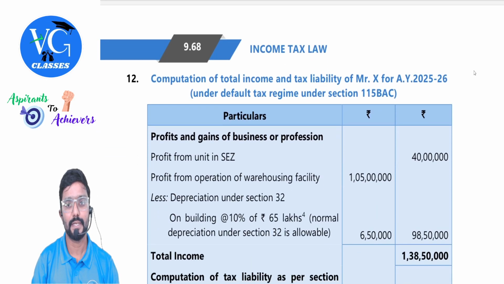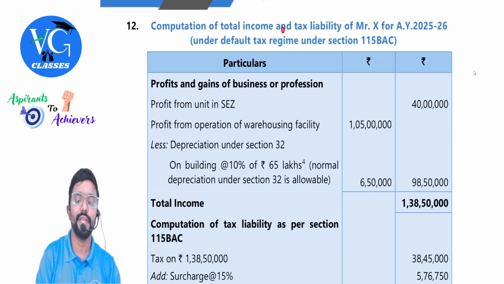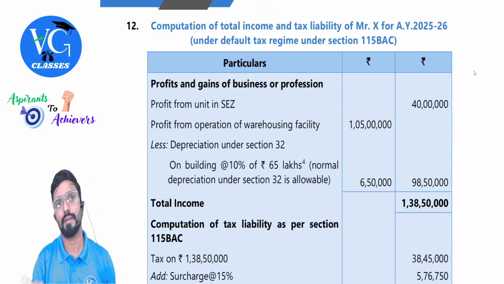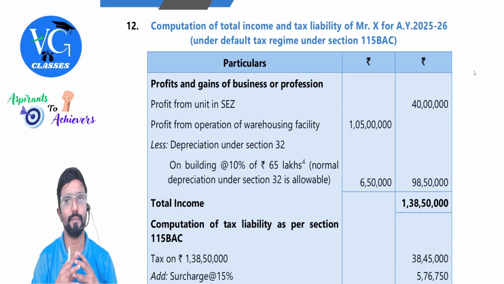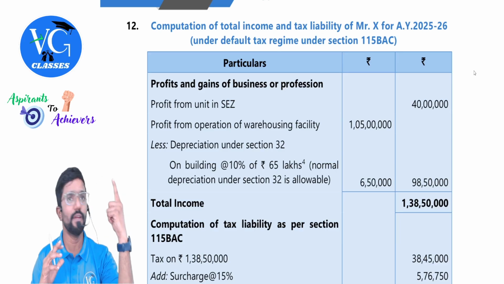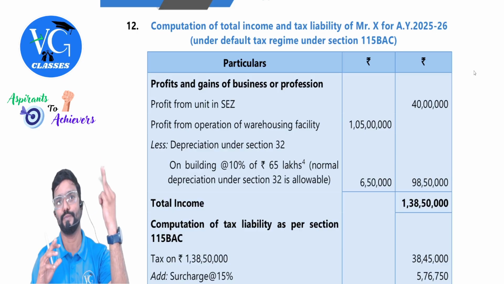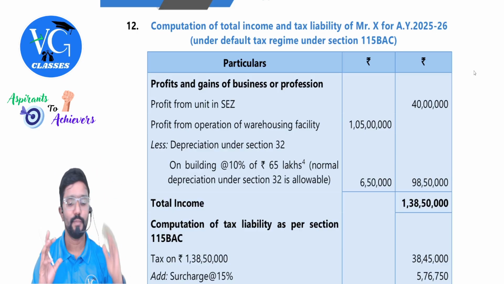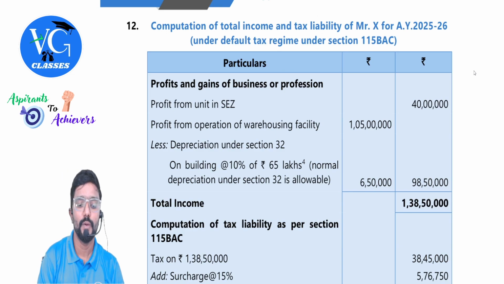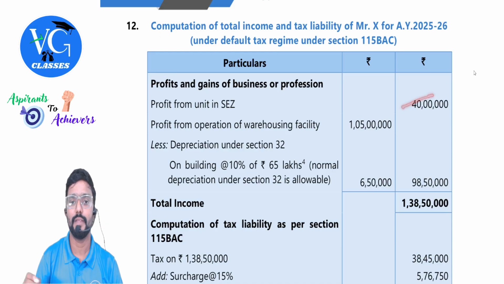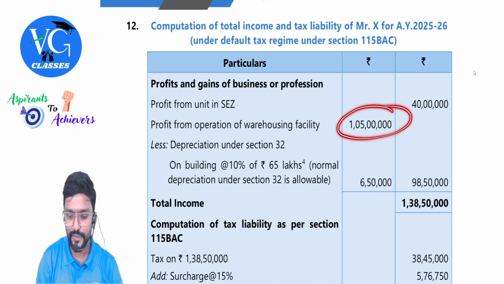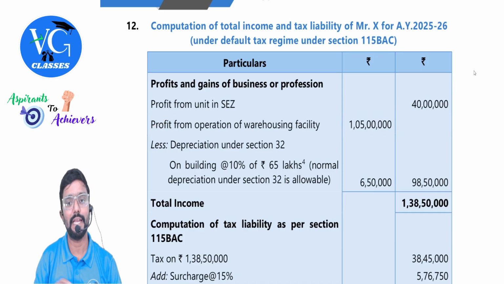Let us come to the answer. First, we are doing under default tax regime. Guys, when assessee is following default regime, no deduction under 10AA, no capital expenditure deduction under 35AD, and no AMT also. Please be careful with all this. Profits and gains of business or profession, 40 lakh, that is unit in SEZ. Then profit from operation of warehousing facility, 1 crore 5 lakh.